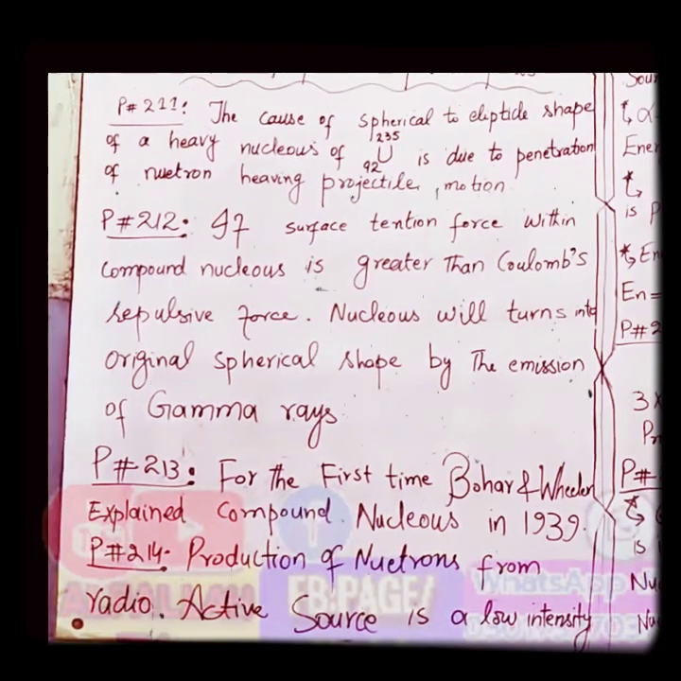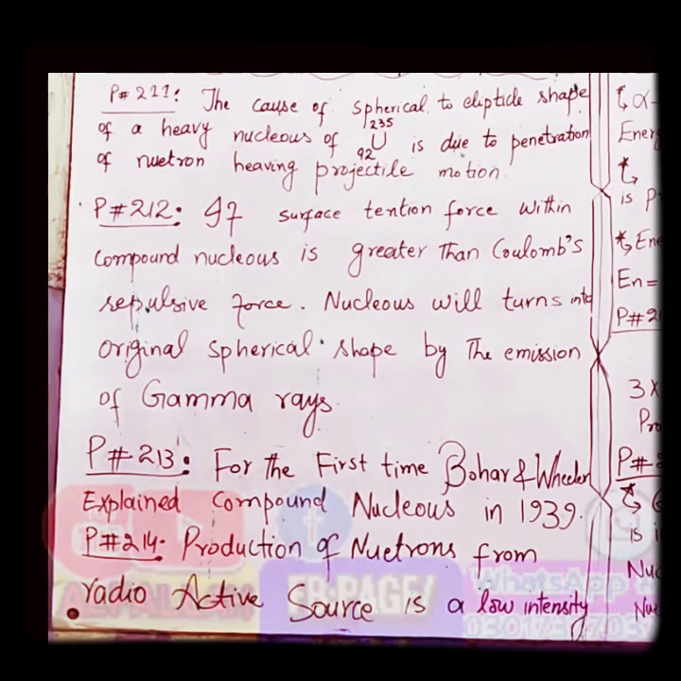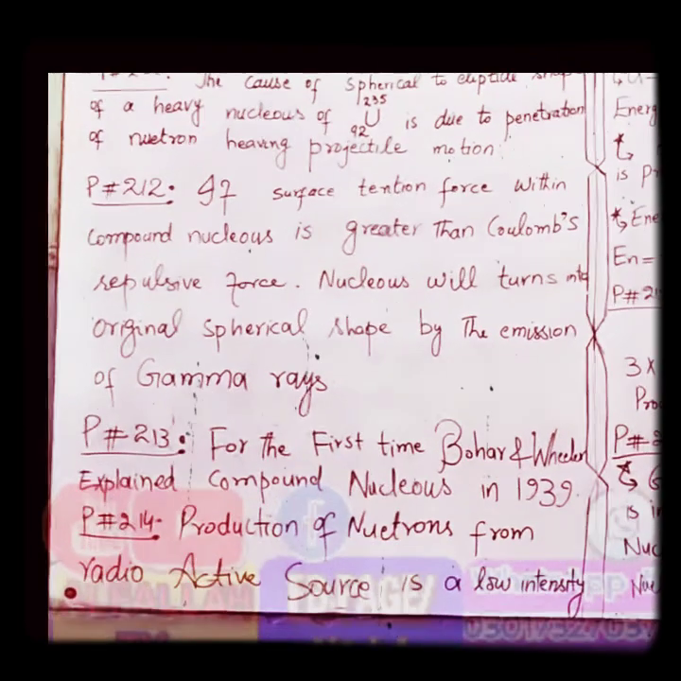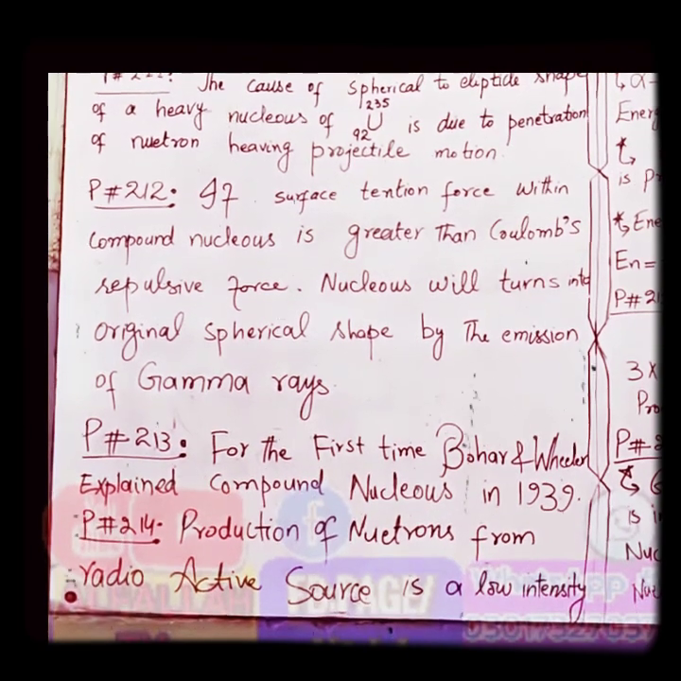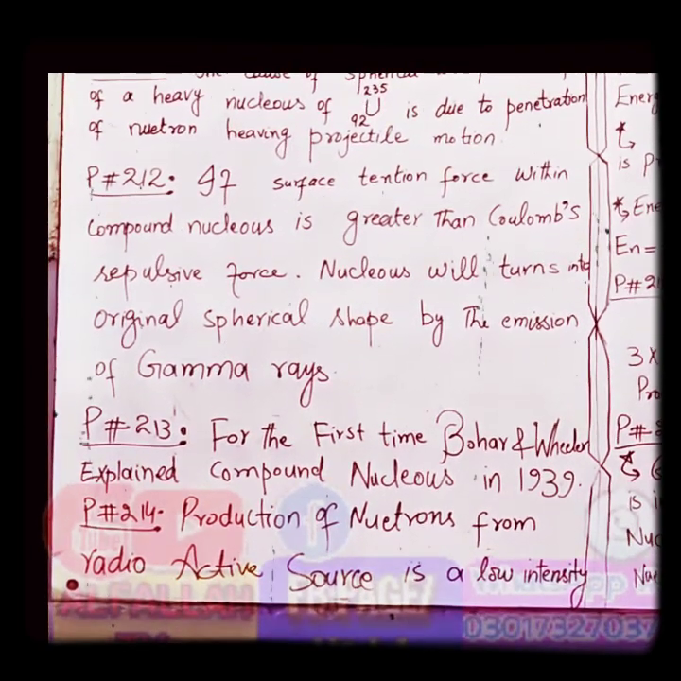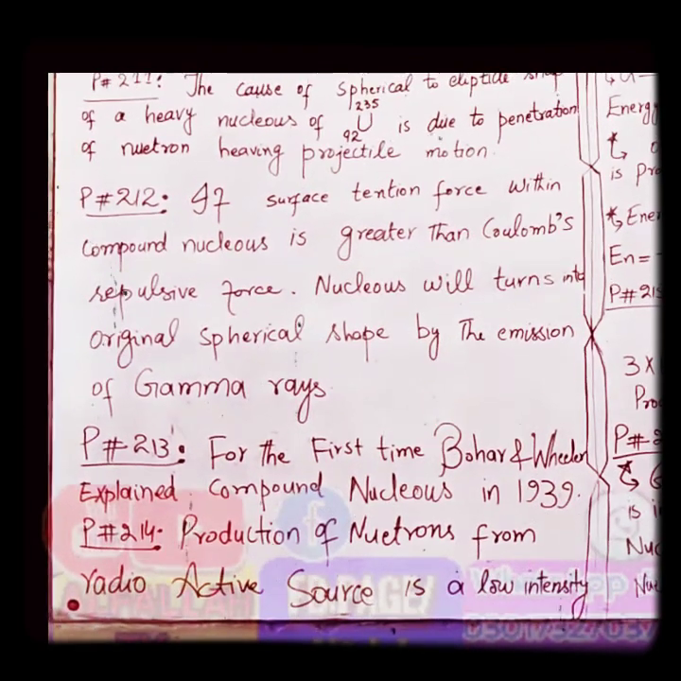Point number 212: if the surface tension force within the compound nucleus is greater than the Coulomb repulsive force, the nucleus will return to its original spherical shape by the emission of gamma rays. Point number 213: for the first time, Bohr and Wheeler explained the compound nucleus in 1939.